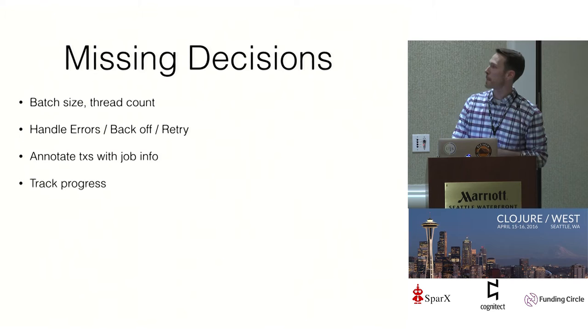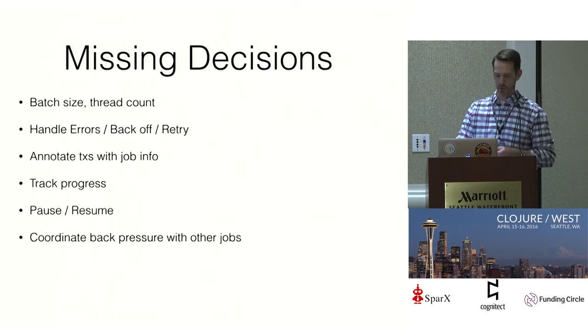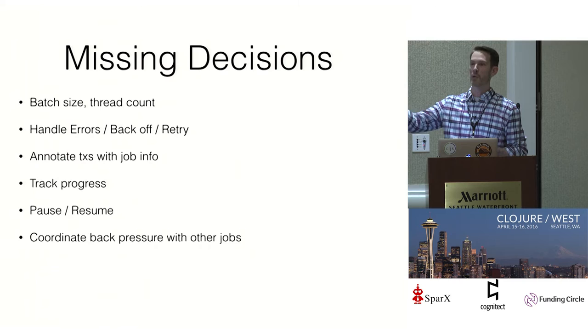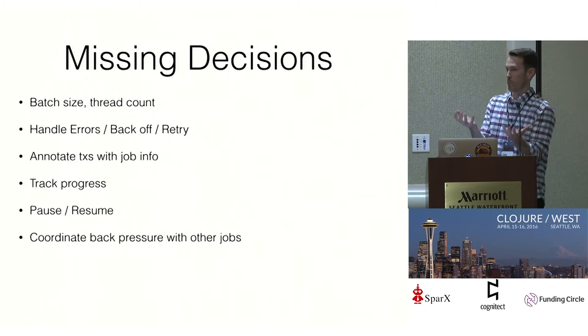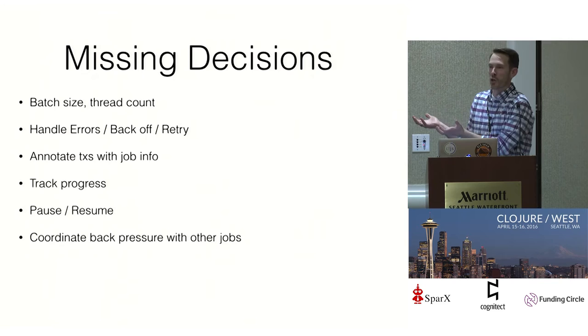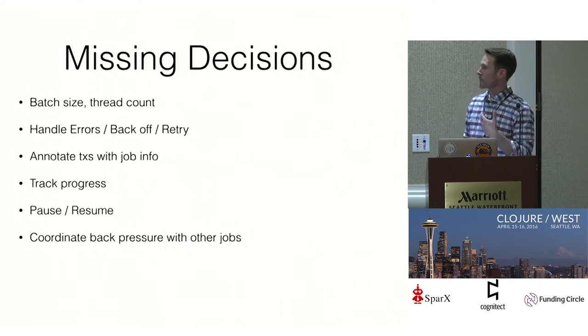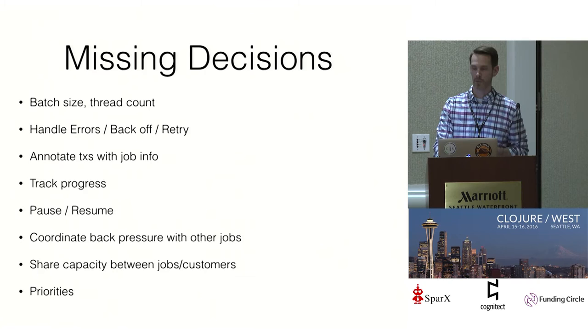For long-running jobs, we need to track progress, do pause and resume. And really importantly, we need to be able to coordinate back pressure with other jobs. I mean, fundamentally, if you look at the design of Datomic, it's a single pipe. It's a single pipe in a general purpose database, which means if we're going to be successful getting a lot of data in there, we need a single pipe on our side that has our domain modeled in it, right? Datomic doesn't know about our domain and doesn't know how to do anything other than, hey, let the first guy win. So we needed a place to do things like sharing capacity between jobs and establishing priorities.